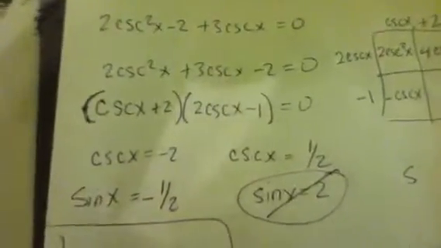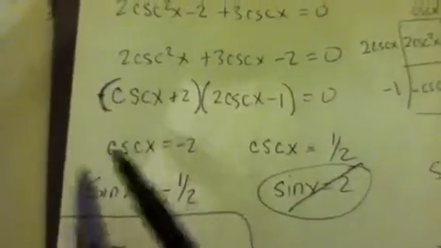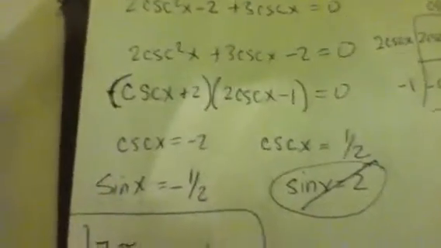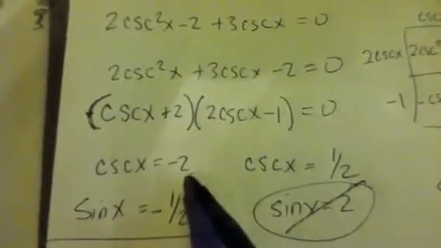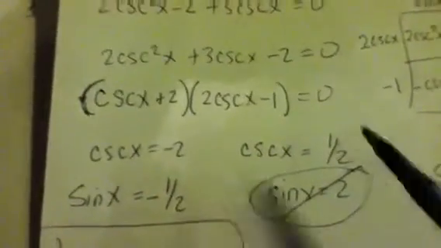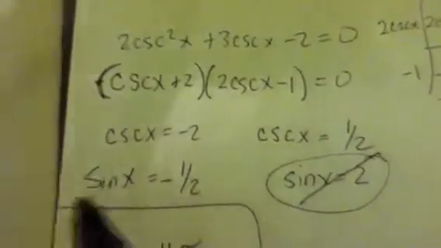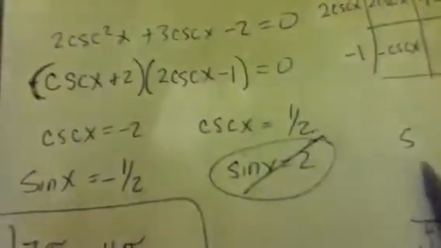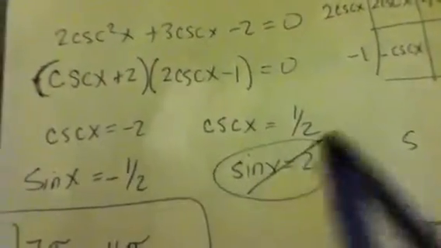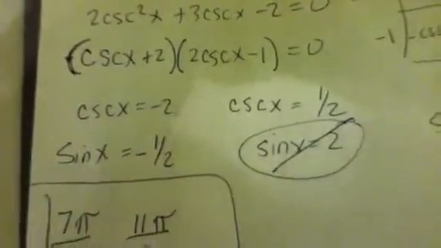Then you set each factor equal to 0 because of the zero product property. The technique I like to use is to flip both sides of the equal sign upside down. I take the reciprocal of both sides, so the reciprocal of negative 2 is negative a half, and the reciprocal of cosecant is sine. So that gives me a good value. For the other one, when I do that same thing, I get sine x is equal to 2, and 2 is outside the range. Sine has to be between negative 1 and positive 1.